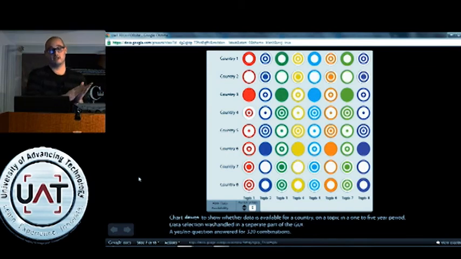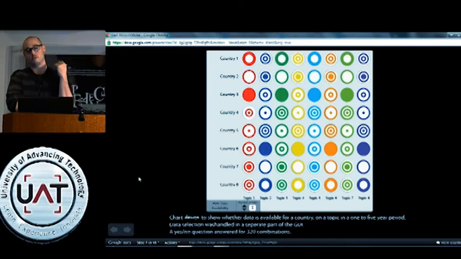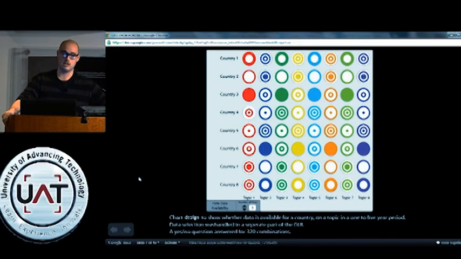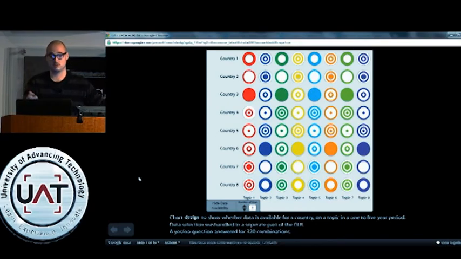The big project I did while I was there was tackling the World Bank data, which was something like 5 million pieces of data for countries over the world. So these are just some of the charts that I designed. This was to show whether or not there was data available for a country on a topic within a 5-year period.